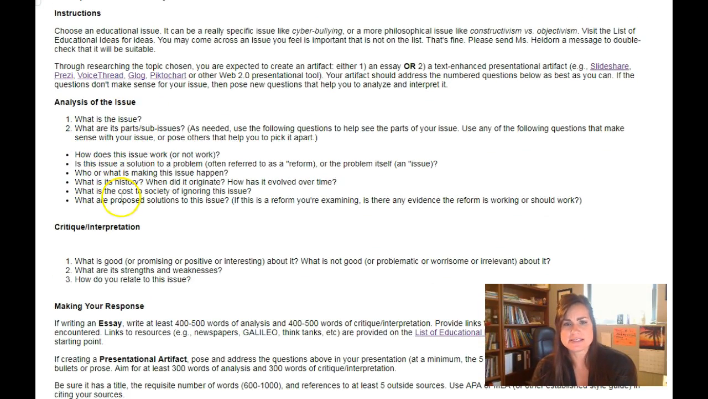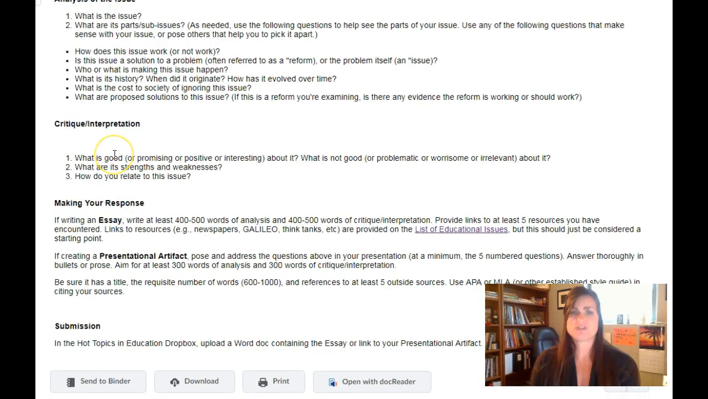Complete an analysis answering these questions in detail. And then do your critique or your interpretation of how this pertains to you, strengths and weaknesses of it, and those in opposition, those encouraging that particular issue. I can't get the words out. So find out what you are interested in wanting to do. The essay has some requirements here, and then the artifact has some requirements here as well.